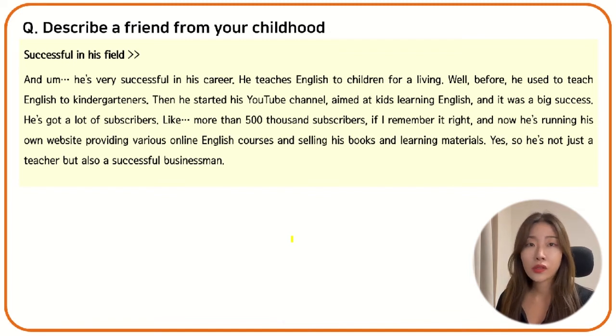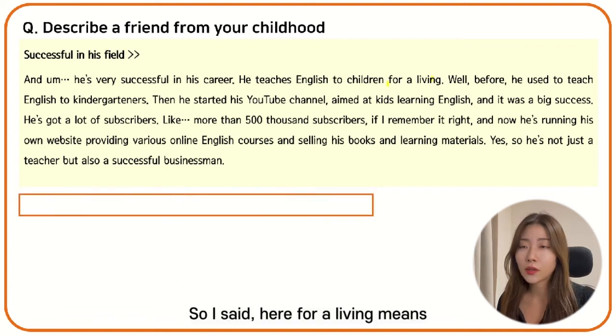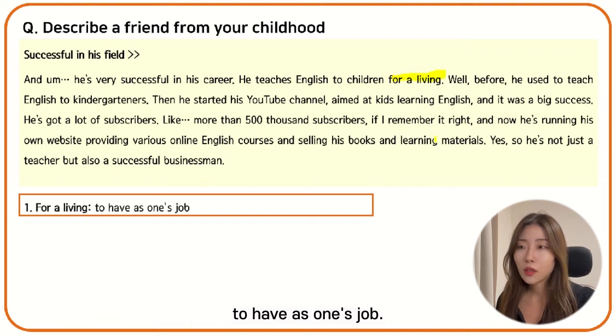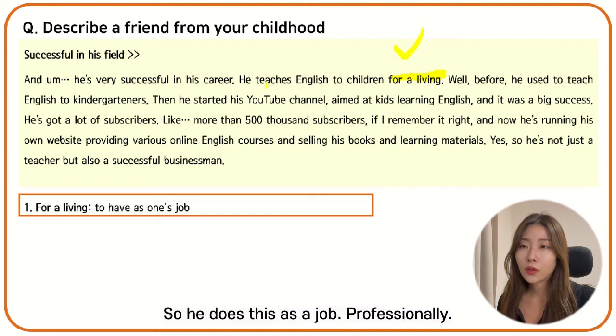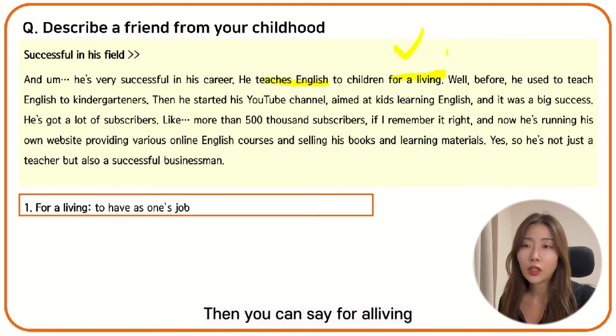And he's very successful in his career. He teaches English to children for a living. So I said here, for a living means to have as one's job. So he does this as a job, professionally. Then you can say for a living.